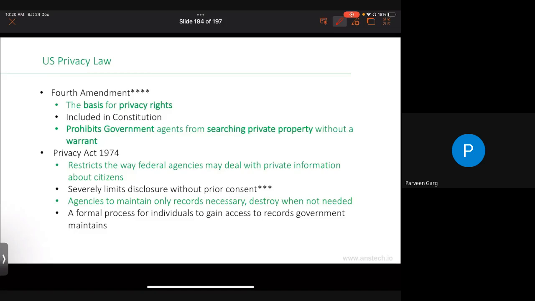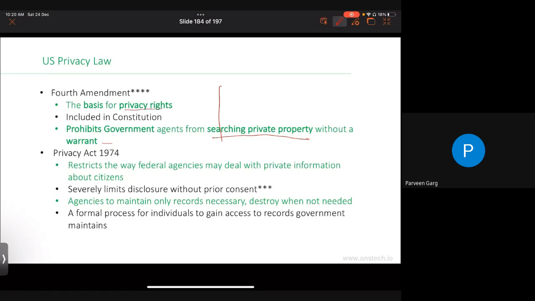US privacy law is based on something called the Fourth Amendment. You will definitely get a question on the Fourth Amendment. The Fourth Amendment is an amendment to their constitution which provides basic privacy rights to a human being in the US. No government agency can search a private property without a warrant. If you have seen Hollywood movies, they say, where's the warrant? Without a warrant, you cannot search the premises, and that is the basic privacy right. It is called the Fourth Amendment.